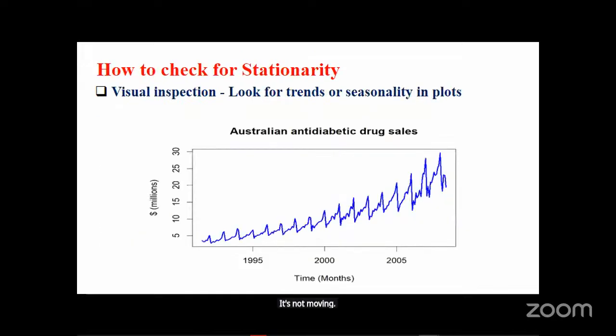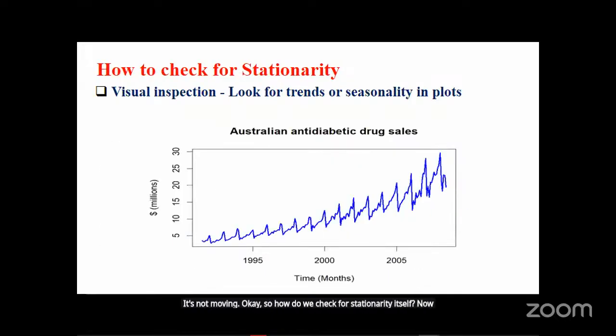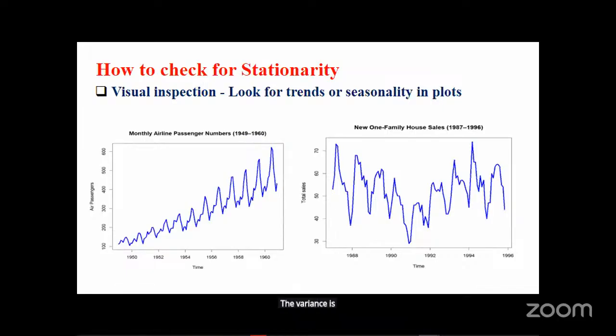Okay, so how do we check for stationarity itself? Aside from visual inspection, what we are saying is that the mean is not changing over time and the variance is also not changing over time, right? So look at this now. Obviously, this is changing over time, yes or no? But if you look at this version, is it changing over time? So there's a difference between this and this, right? So that is to explain the concept of stationarity.